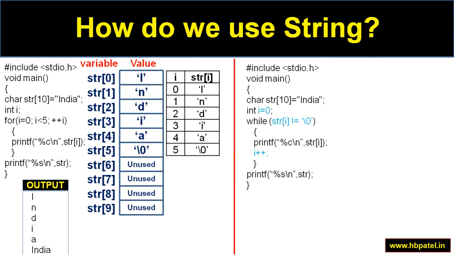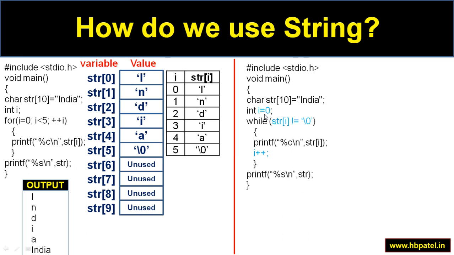So the second way is to use the null character. In this case, we already know in advance that there are 5 characters, so we run a loop from 0 to 5. But when we do not know in advance how many characters there are, then we use the terminating condition \0. So until you get \0, keep on repeating this loop.